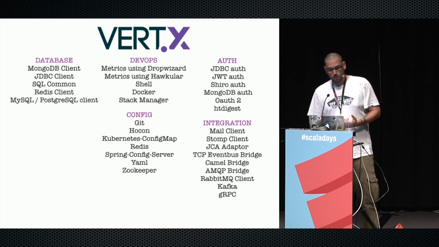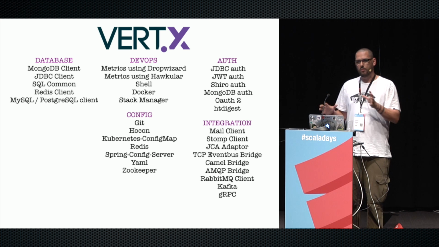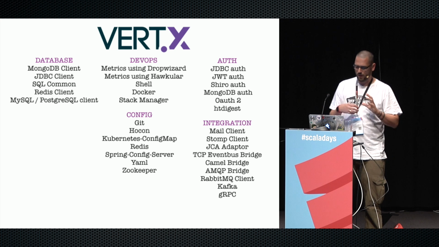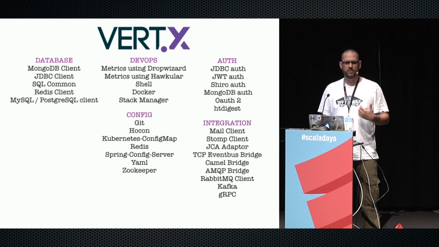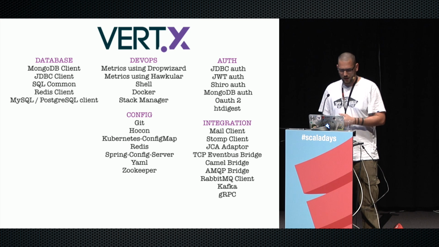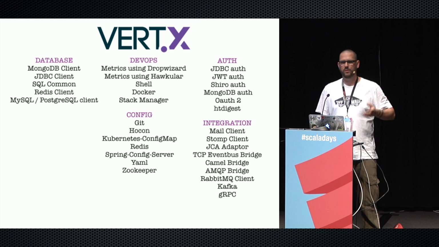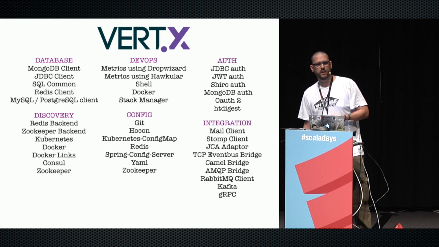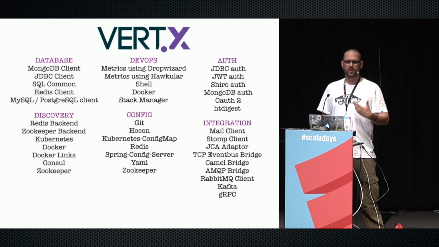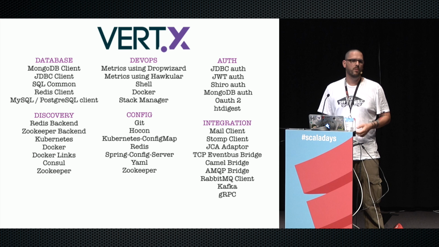Then we have DevOps support. That means we have a rich set of providing metrics. We have ways of logging into the system by providing a shell login based on Telnet or secure shell. We have specific Docker images and all that stuff. Discovery means we can hook up into other systems to discover services that we want to use. Pretty important if you're in the cloud and you don't want to hard code any IPs or something like that.